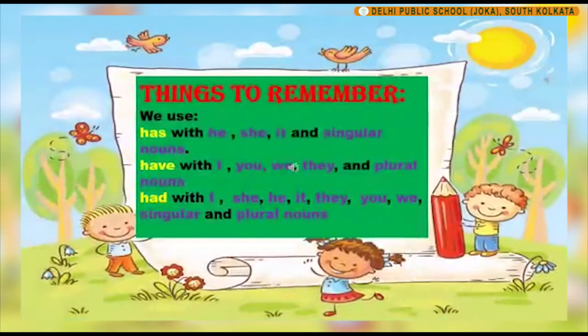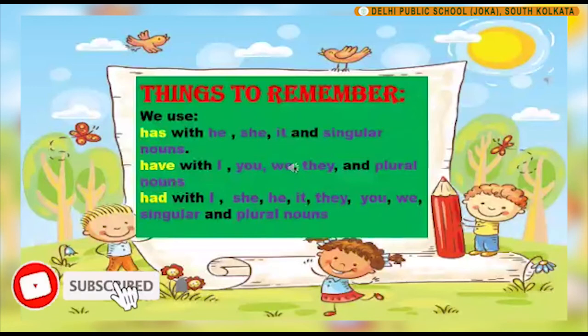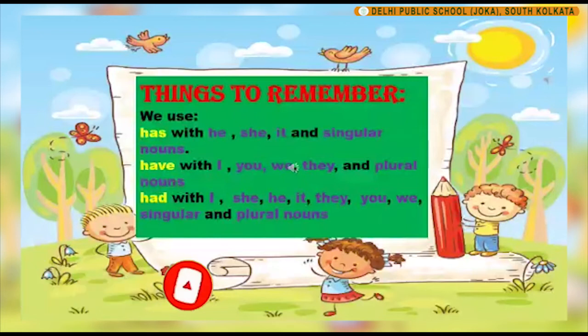Children, in the context of having verbs, it would be good to remember the following points. We use has with he, she, it, and singular nouns. We use have with I, you, we, they, and plural nouns. And we use had with I, she, he, it, they, you, we, singular, and plural nouns.